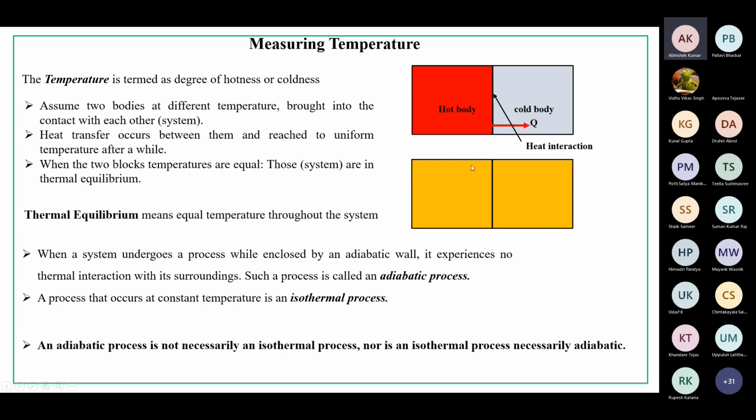After some time, what is happening over here? Let us assume after 1 hour or 2 hours, with heat transfer happening continuously, the hot body temperature is reduced and the cold body temperature is increased. Both have reached one uniform temperature. Furthermore, there is no heat transfer between both. That means both reach the equilibrium stage, the thermal equilibrium stage.